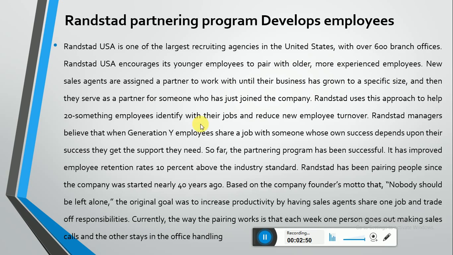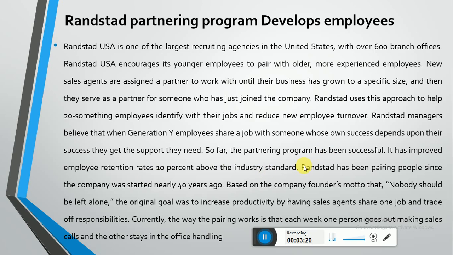Randstad used this approach to help 20-something employees identify with their job and reduce new employee turnover. Randstad managers believed that when Generation Y employees share a job with someone whose success depends upon their success, they get the support they need. So far, the partnering program has been successful. It has improved the employee retention rate to 10% above the industry standard.